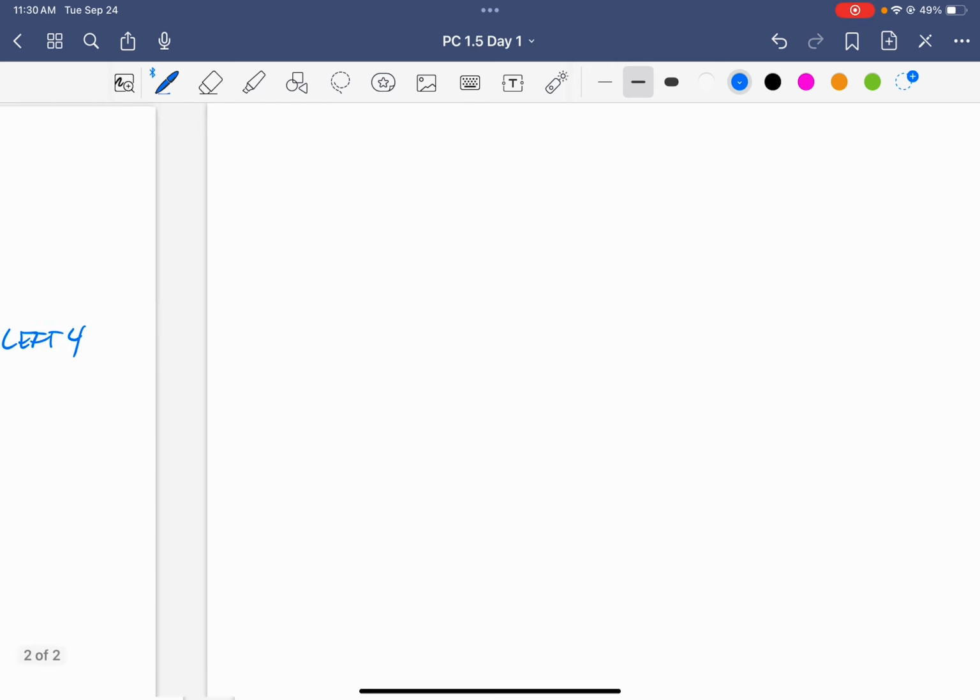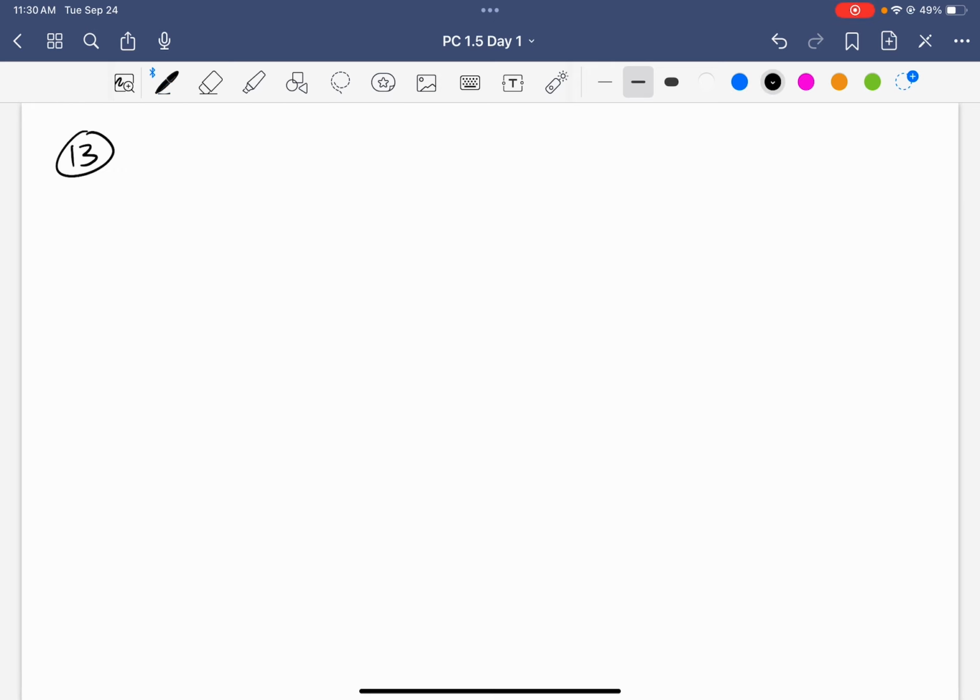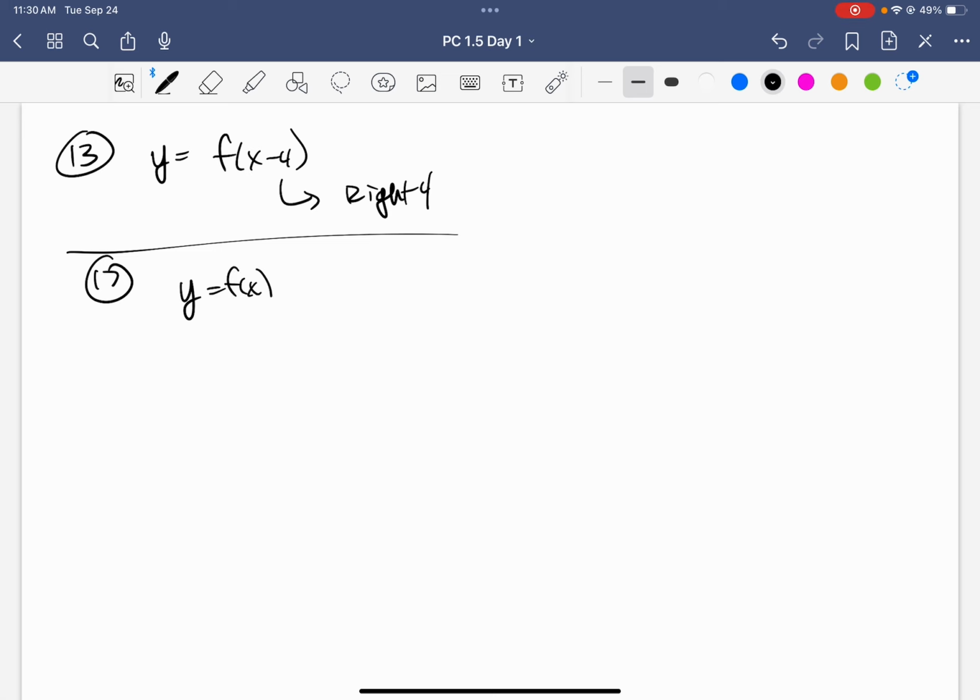So there's 7, 9. Let's look at 13. Describe how the function is changed. Y equals f of x minus 4. It does the opposite, and this is right 4. 17 is y equals f of x minus 7. This messes with y's. You take all your y's and subtract 7, so this is down 7.